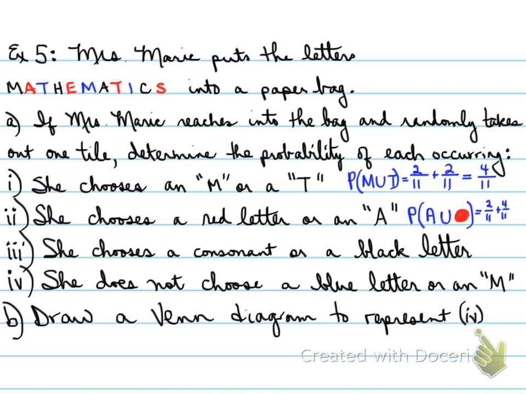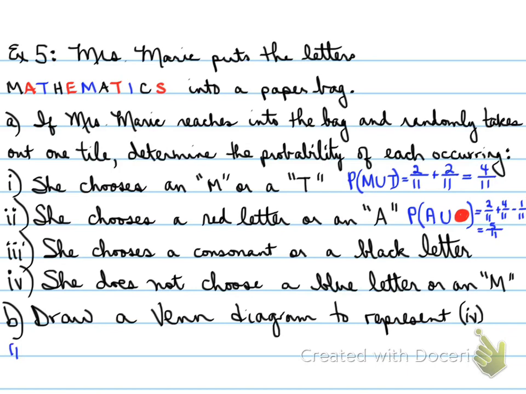That's right. You should have noticed that one of the A's is also red. So we not only counted it as an A, but we also counted it as a red letter. So we have to subtract 1 out of 11, because that is what's been counted twice. So 2/11 plus 4/11 minus 1/11 will give you 5/11.